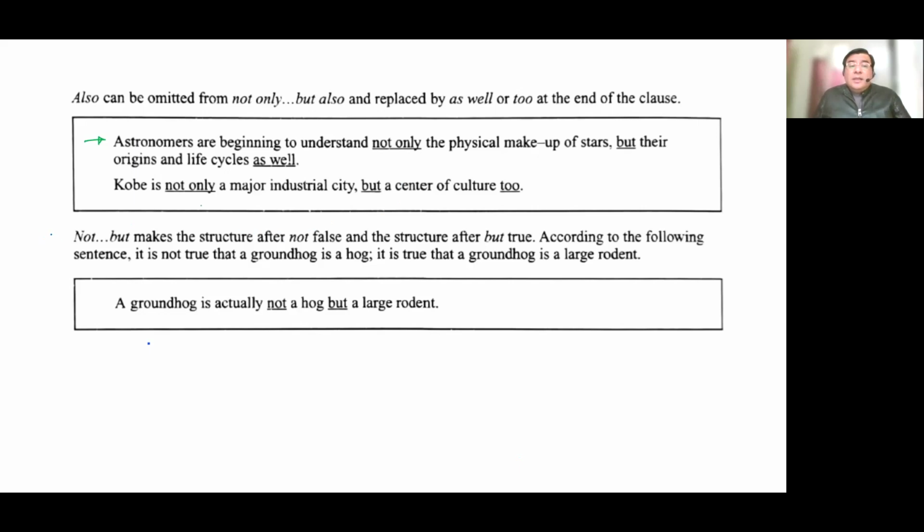All right. Now, about the structure, not X, but Y. Right? This structure is special, and it may be confused with not only, but also, but it's actually very different in meaning. When you say not X, but Y, you are making the X false, and you are making Y true. So according to the following sentence, it is not true that a groundhog is a hawk. It is true that the groundhog is a large rodent. You can see the sentence, a groundhog is actually not a hawk, but a large rodent. All right? Okay, so let's keep going.